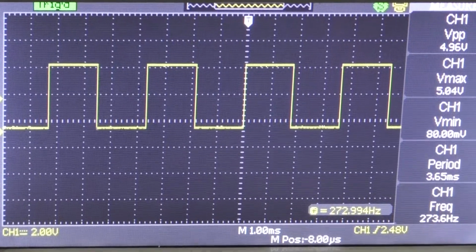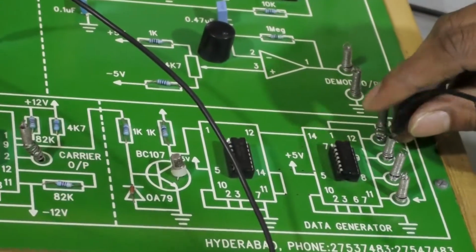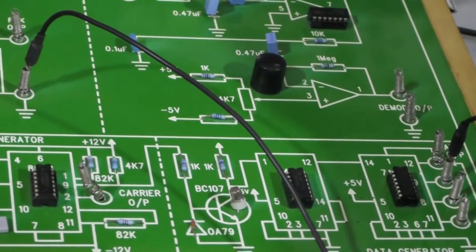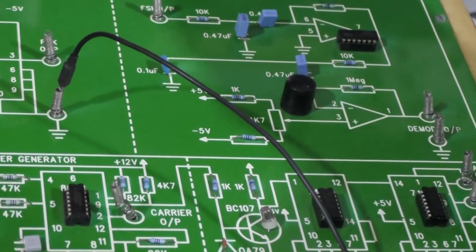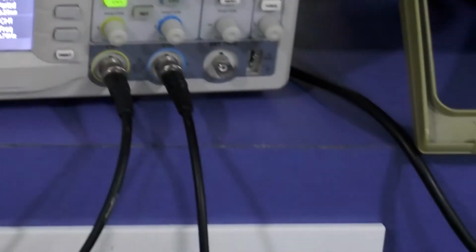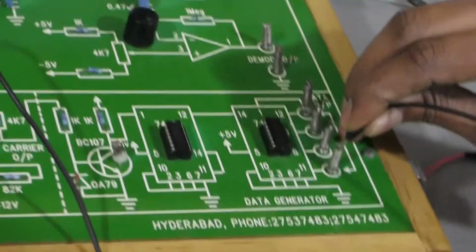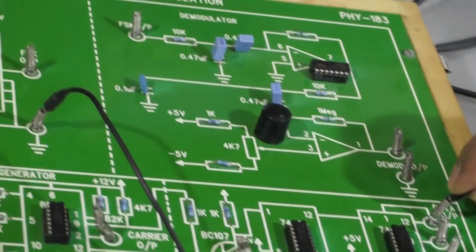When it comes to here, if I am changing the pin number, the data is variable. The data is variable. Here you can see. So if I am changing the values of these connections, the data comes in a different manner. The first one is the equalized data.